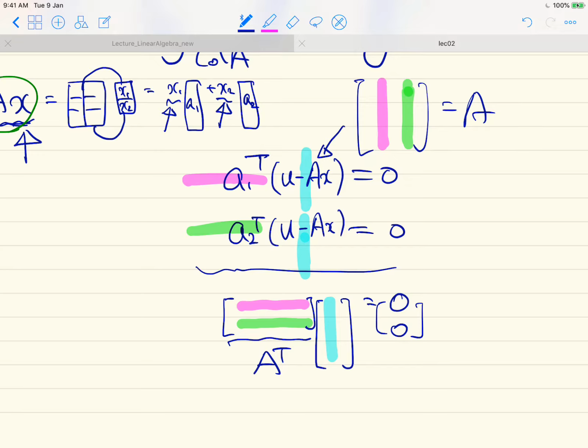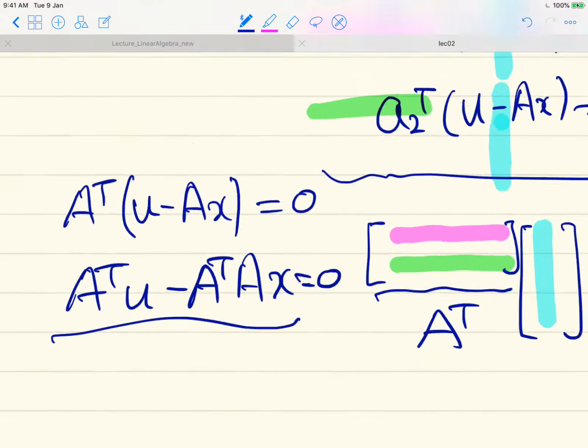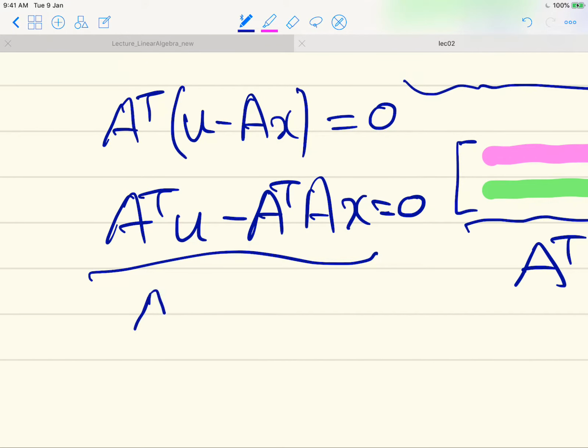Okay, so let's rewrite it. A transpose, and what is this cyan colored vector? It is u minus Ax, right? Equal to 0, and A transpose u minus A transpose Ax equals 0, and thus A transpose Ax equals A transpose u.